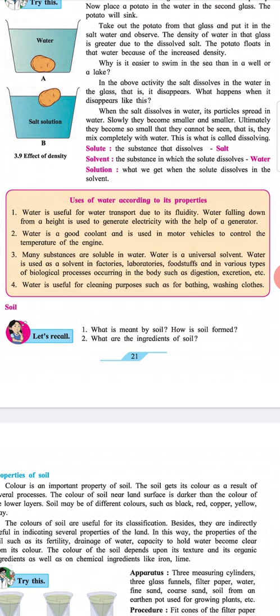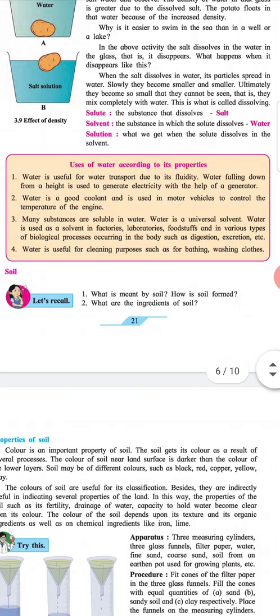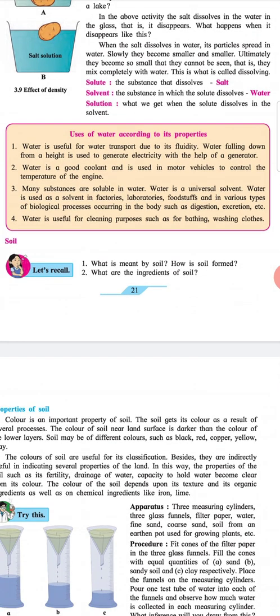Box. Heading: Uses of water according to its properties. 1. Water is useful for water transport due to its fluidity. Water falling down from a height is used to generate electricity with the help of a generator. Water is a good coolant and is used in motor vehicles to control the temperature of the engine. 3. Many substances are soluble in water. Water is a universal solvent. Water is used as a solvent in factories, laboratories, foodstuffs, and in various types of biological processes occurring in the body such as digestion, excretion, etc. 4. Water is useful for cleaning purposes such as bathing and washing clothes.